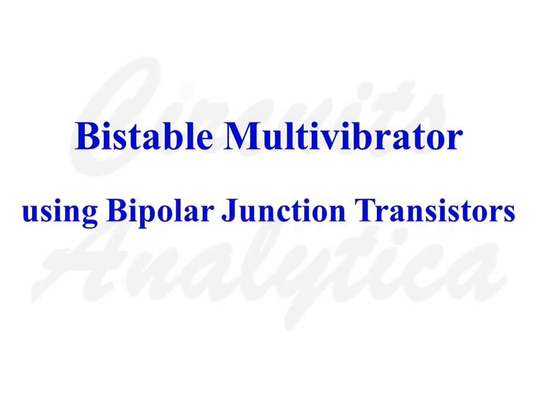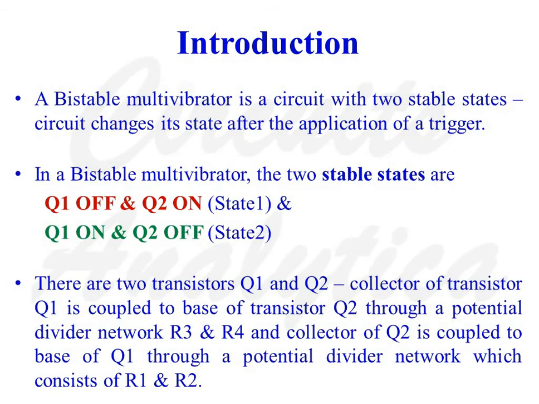In this video, we will be discussing the operation of a bistable multivibrator using bipolar junction transistors. A bistable multivibrator is a circuit with two stable states. The circuit changes its state after the application of a trigger pulse. In a bistable multivibrator, the two stable states are Q1 off and Q2 on, state 1, and Q1 on and Q2 off, state 2.